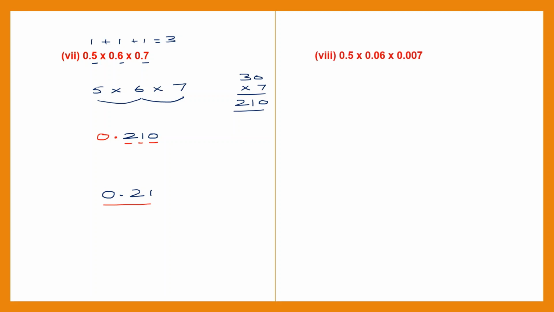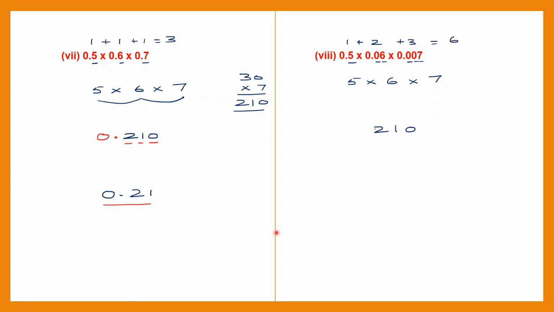Let's take the next one. So here again, let's ignore the point and let's write out only the numbers. So that becomes 5 into 6 into 7. So we just did that here. 5 into 6 into 7 and we got 210. So here also we have 210. Now let's go back to the question and count the number of decimal places. Here we have 1, we have 1, 2, here we have 1, 2, 3. So 1 plus 2 plus 3 is 6.